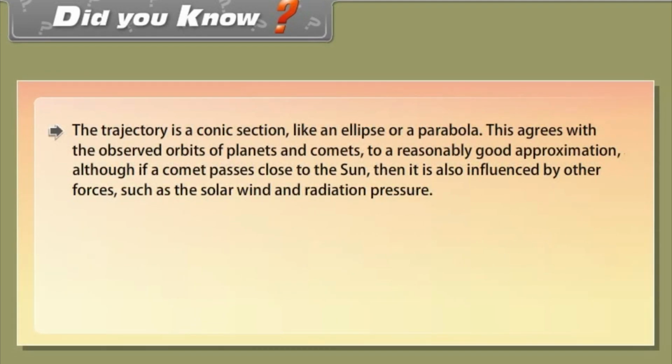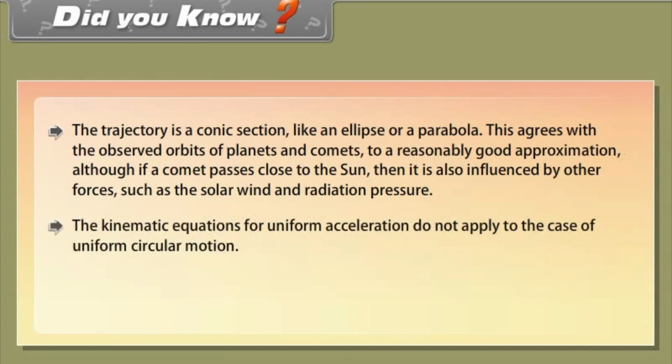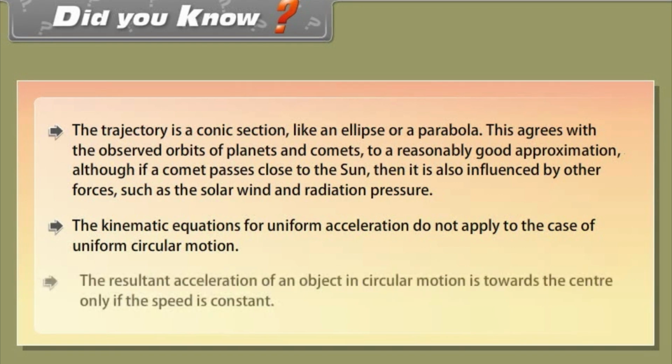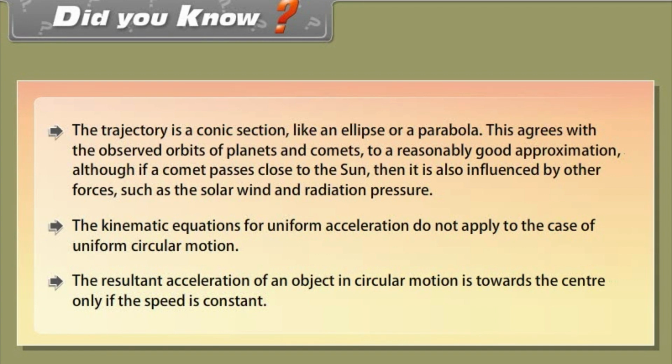Did you know? The trajectory is a conic section like an ellipse or a parabola. This agrees with the observed orbits of planets and comets to a reasonably good approximation. Although, if a comet passes close to the Sun, then it is also influenced by other forces, such as the solar wind and radiation pressure. The kinematic equations for uniform acceleration do not apply to the case of uniform circular motion. The resultant acceleration of an object in circular motion is towards the center only if the speed is constant.